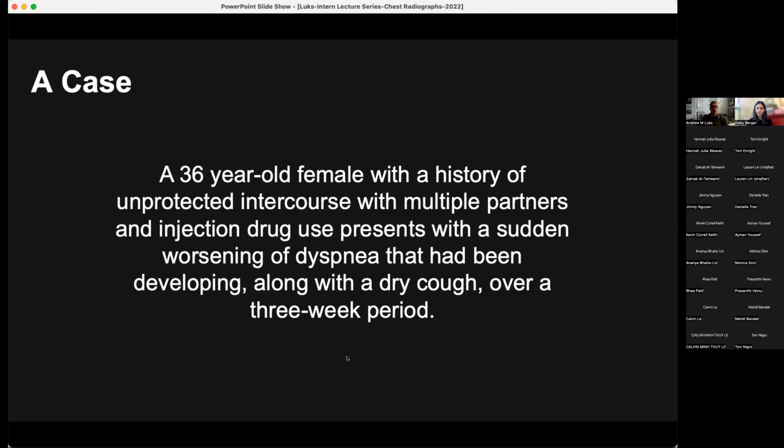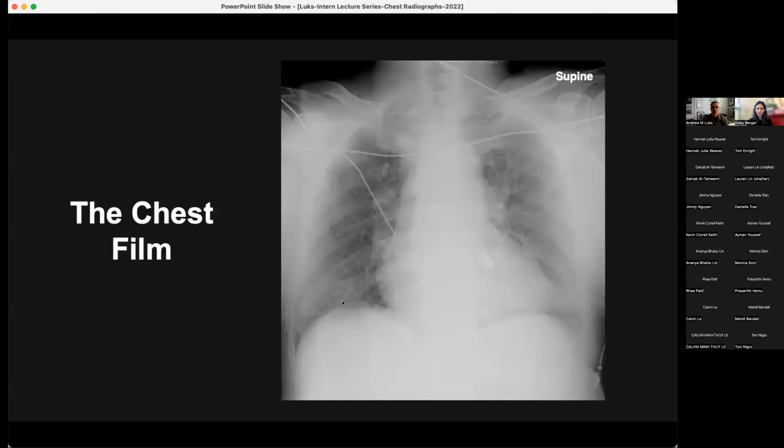All right, well, let's move on to our next case. This is a 36-year-old female patient with a history of unprotected intercourse with multiple partners and a history of injection drug use who presents with sudden worsening of dyspnea that's been developing along with a dry cough over a 3-week period. And here you see the chest film. I'll let you take a look at that for a second.